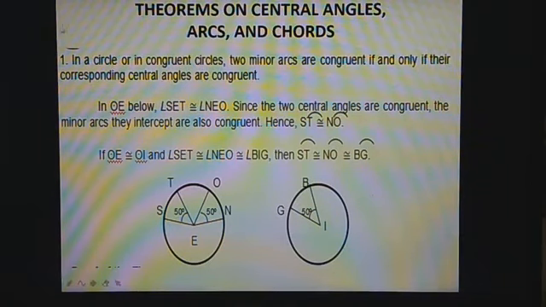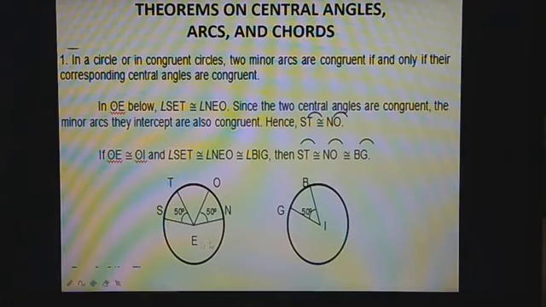So, here in circle E, we have central angle SET. And this is congruent to central angle NEO because both of them measure 50 degrees. Since the two central angles are congruent, the minor arcs they intercept are also congruent. So we can say that arc ST is congruent to arc ON.